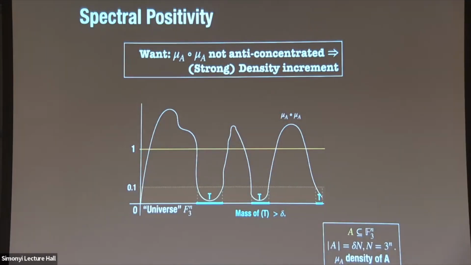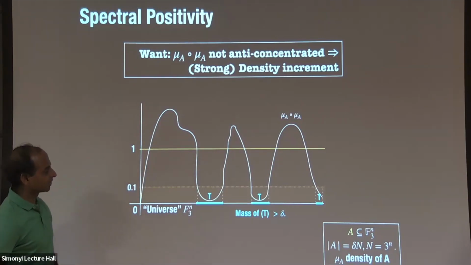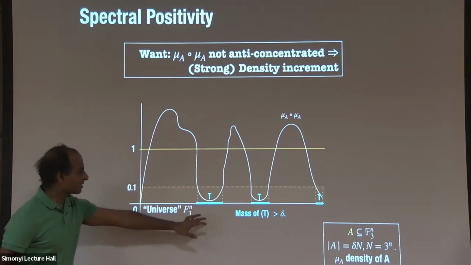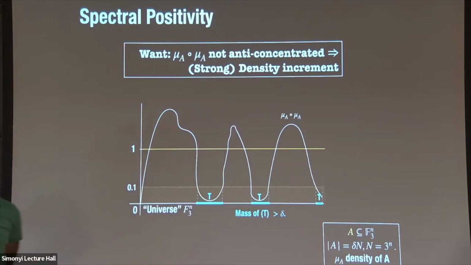So what do we want? We want to say that if A convolved with itself, the difference convolution, is not anti-concentrated, meaning it is far from uniform, then we get density increment. So let's understand this definition a little bit. Here I'm writing down the density of a difference convolution with itself. And it not being anti-concentrated means that the set of values where it's taking less than 0.1 has some non-trivial mass.